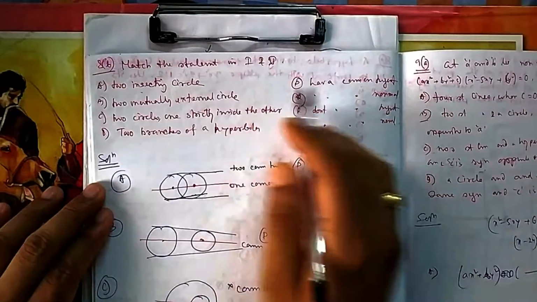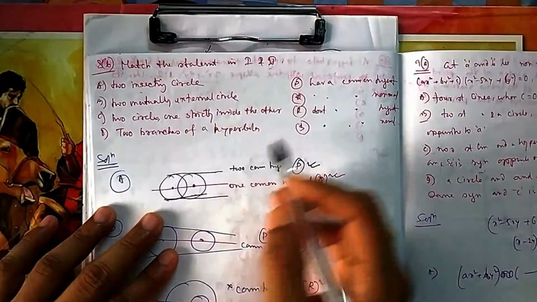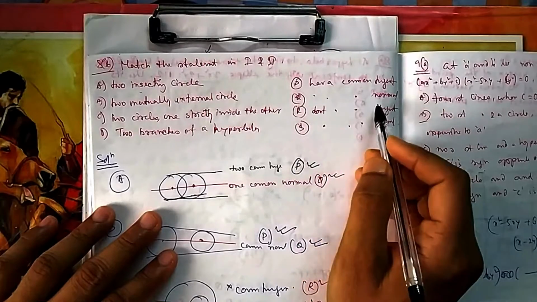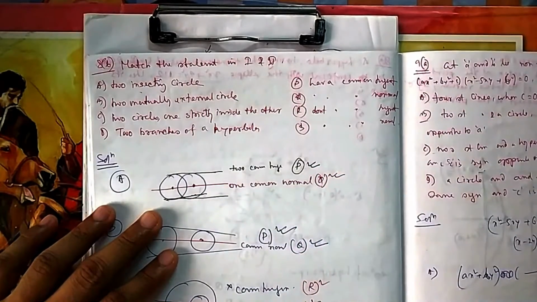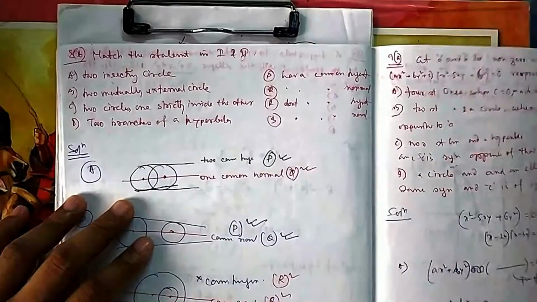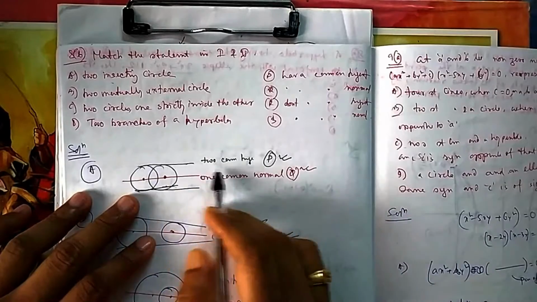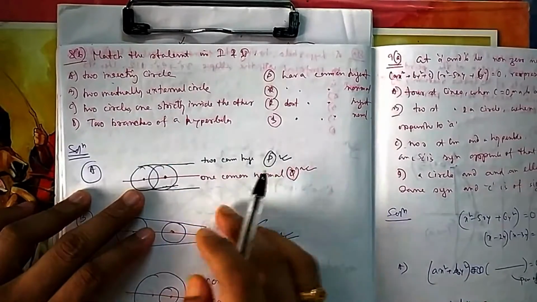Now if you come to 8B, you have to match statement 1 and statement 2. Two intersecting circles: have a common tangent, have a common normal, don't have a common tangent, don't have a common normal. So you can see if these two are intersecting, they have common tangents. Obviously they have a common normal.